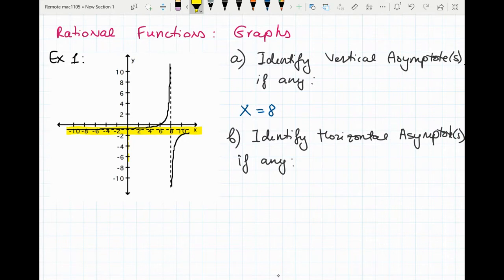Now remember, every single horizontal asymptote is a horizontal line. And the equation of every single horizontal line is y equals some number. In this case, because the horizontal asymptote is at -1, our horizontal asymptote is y equals -1.